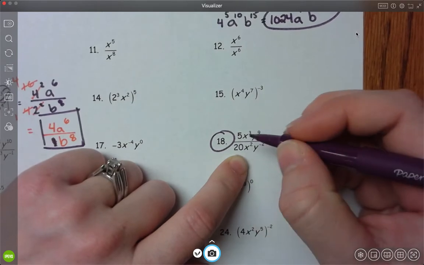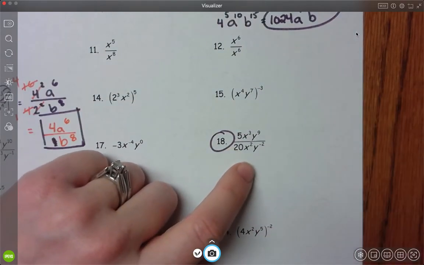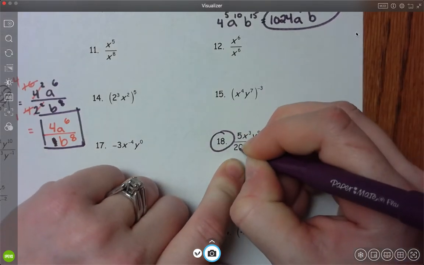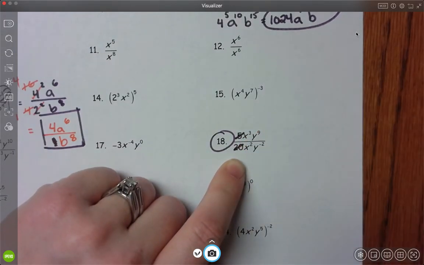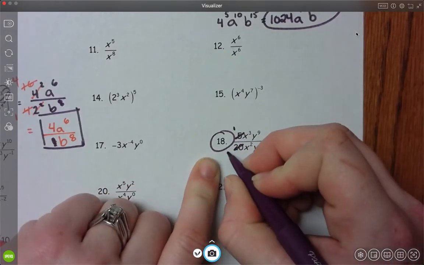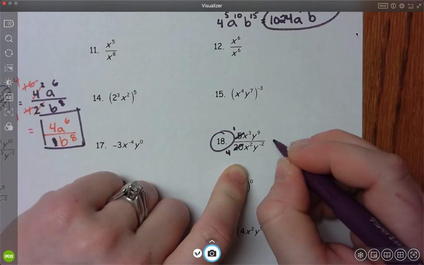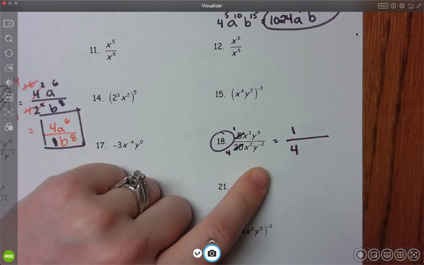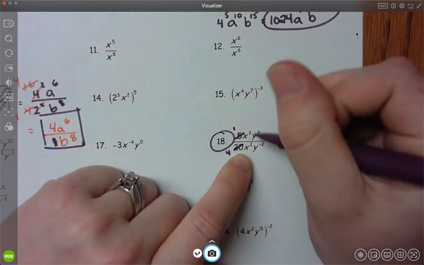So just do the numbers, do the x's, do the y's, do each one of them individually, okay? So 5 and 20, if I reduce those, both of those are divisible by 5. So 5 divided by 5 is 1. 20 divided by 5 is 4. So I have 1 on the top, 4 on the bottom, okay? Simplifying those. All right, now x's, I have 3 on the top and 2 on the bottom, okay?